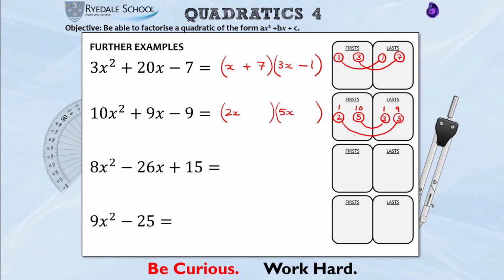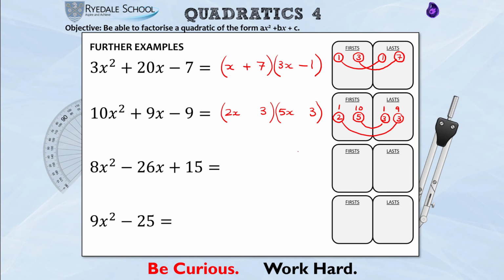I need my 2 to multiply by 3 in the lasts, so you put it in the other bracket. I need the 5 to multiply by 3. The fact that both of these numbers are the same number means it's actually relatively easy to put them in.